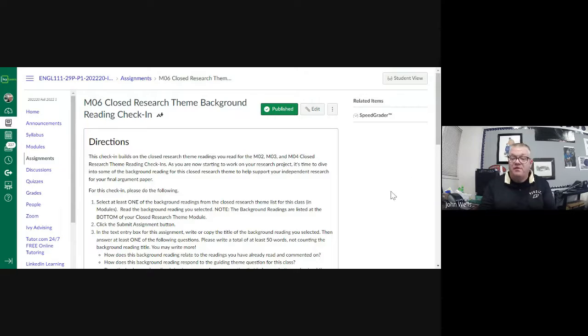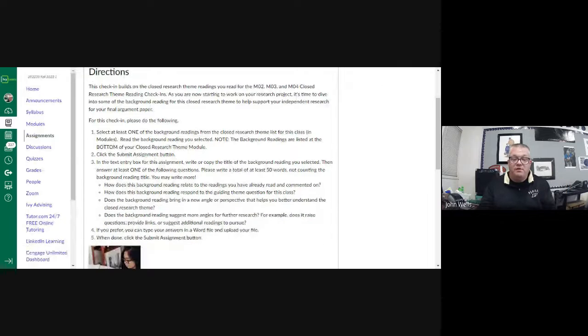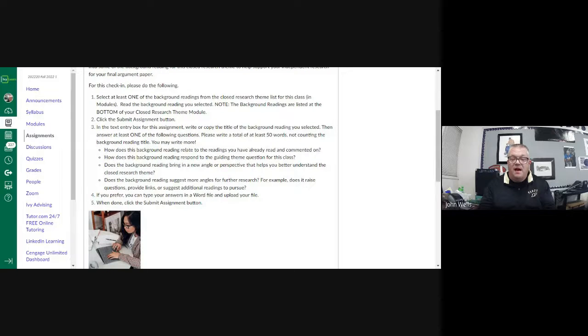And one of the big first things is the closed research theme background reading check-in. And again, like what we've done before, you take a reading and you just share with us what you were thinking, right? So in a new submission, how does it relate to the readings that you have already read? How does this background respond to guiding your theme for where you're wanting to go, right? You can use a research piece, a piece that is in our closed theme readings, okay?